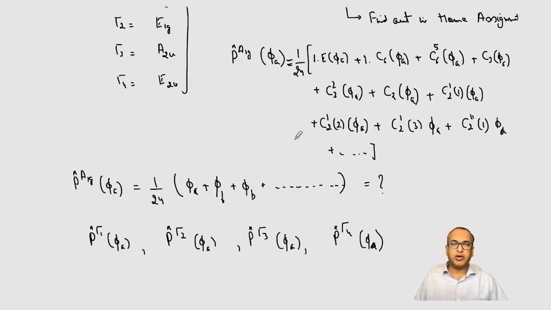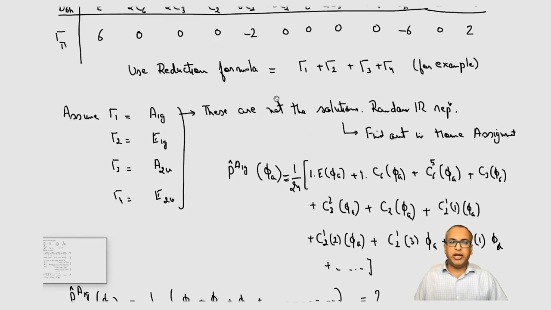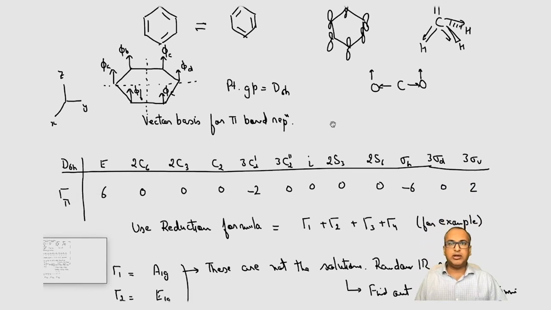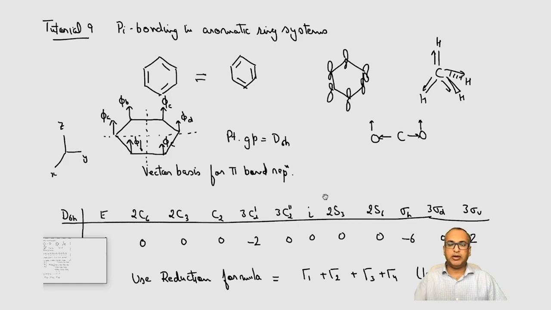This approach can be used for any ring system or any pi bonding system. The only care that you have to take is that the vectors have to be perpendicular. The rest of the procedure is very much similar. So, for example, in the case of CO2, I told you that if you have to look for pi bonding, you have to look for the basis vectors which will be perpendicular to the axis, the internuclear axis, right? Okay, so I think that is all. So this covers pi bonding in aromatic ring systems.